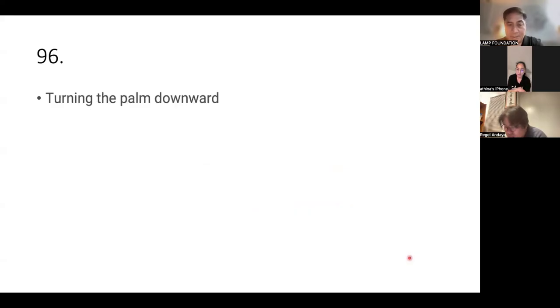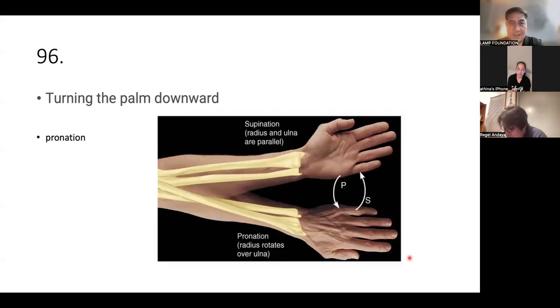Turning the palm downward is called pronation. And this is the other one, supination. Okay?